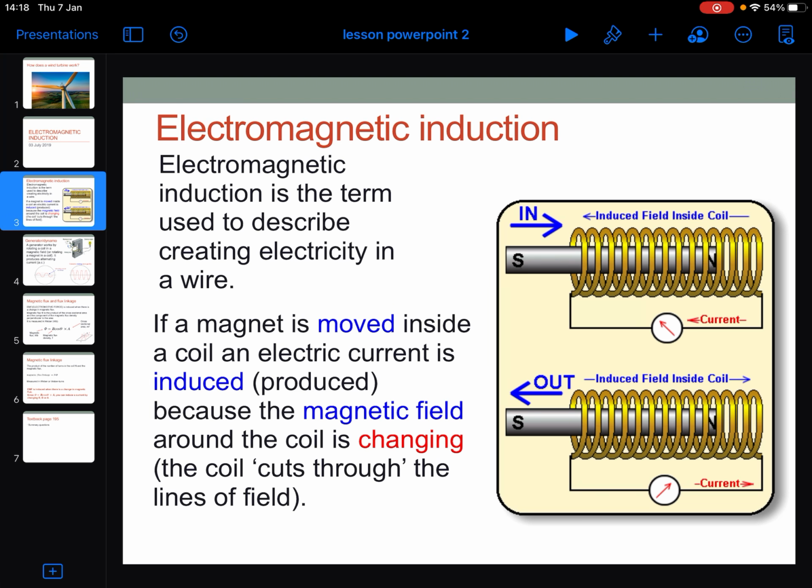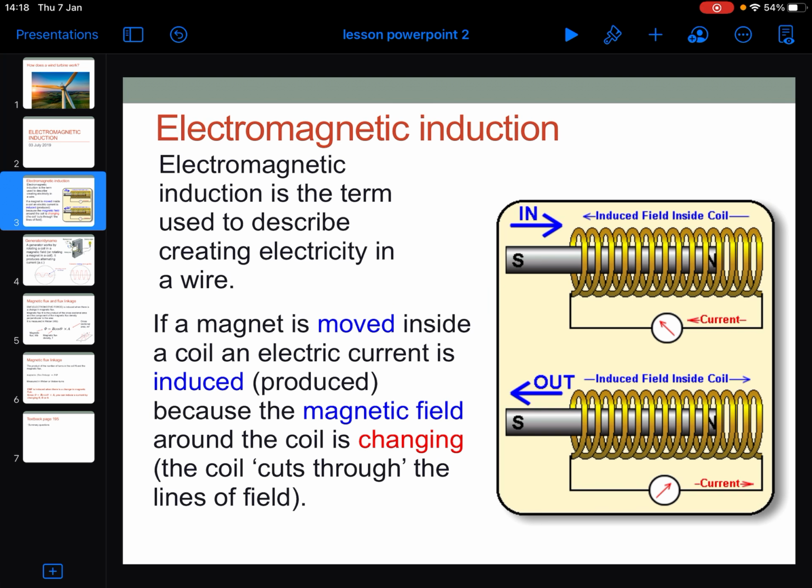And then I've put a phrase here that we used in GCSE. The coil cuts through the lines of the field. Now that doesn't mean very much, but we will go a little bit more into detail later on. So again, if you can please jot that down and then we'll move on.